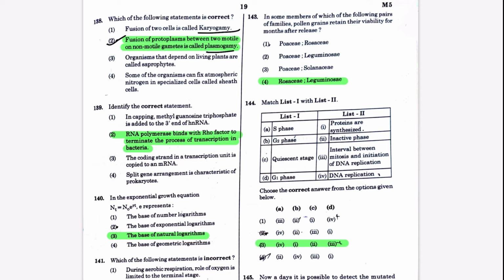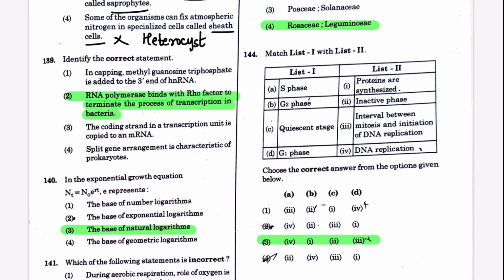The organisms that depend on living plants are not called saprophytes, okay? On dead plants only we call them saprophytes. And some of the organisms can fix atmospheric nitrogen in specialized cells called sheath cells, okay? It is not sheath cells, okay? So option 2 would be the right answer. Maybe here you can tell in terms of cyanobacteria we can call them heterocyst. Example, Nostoc, okay?